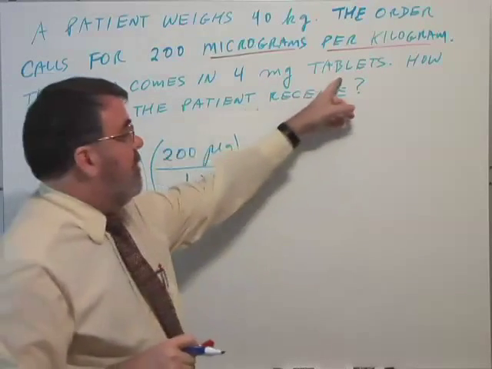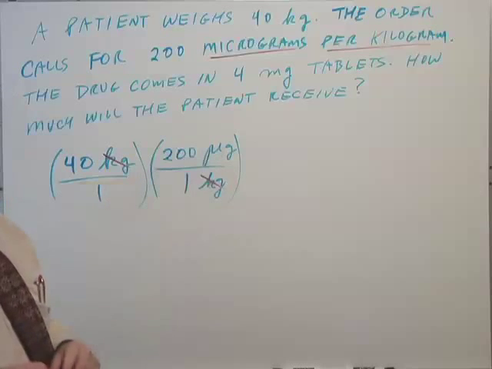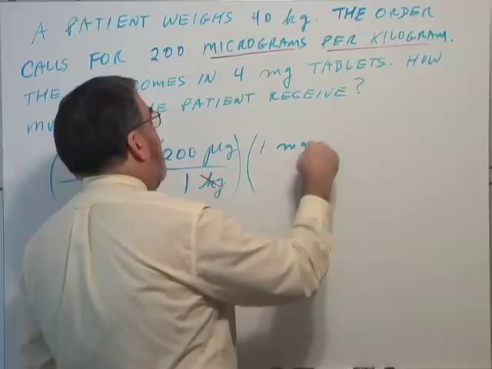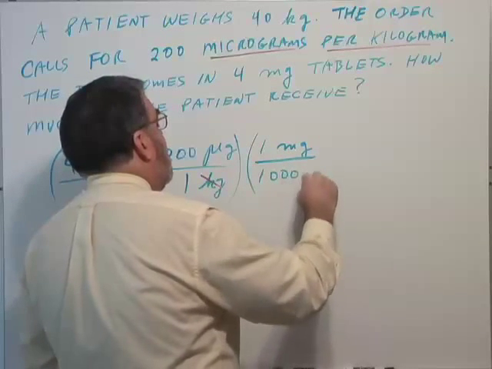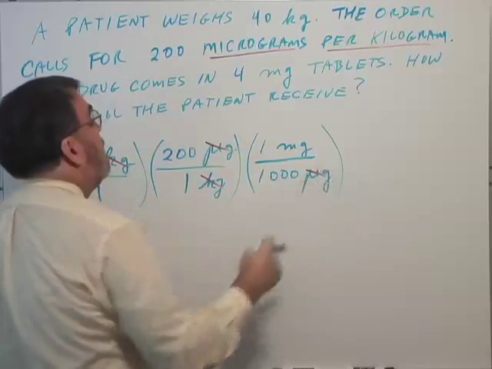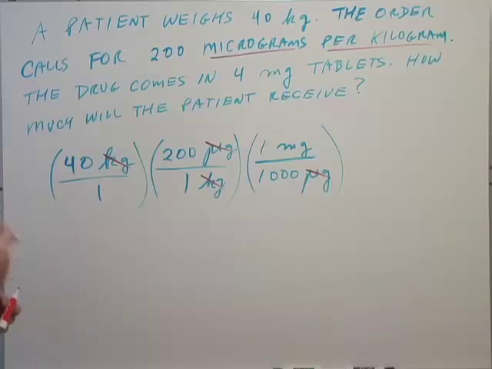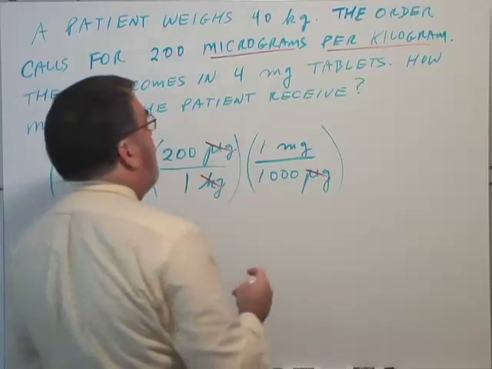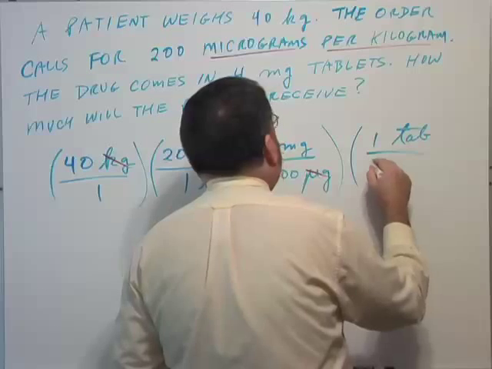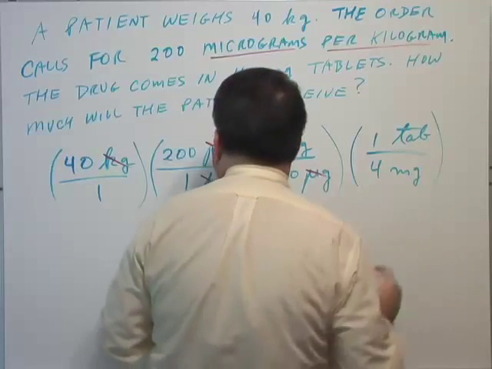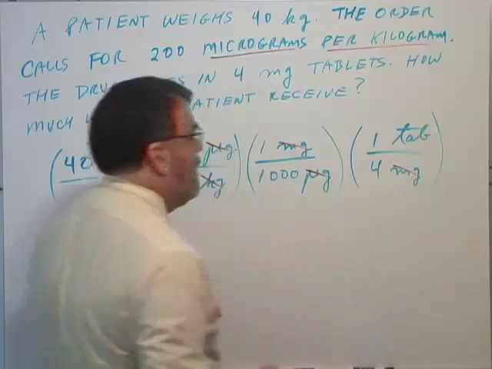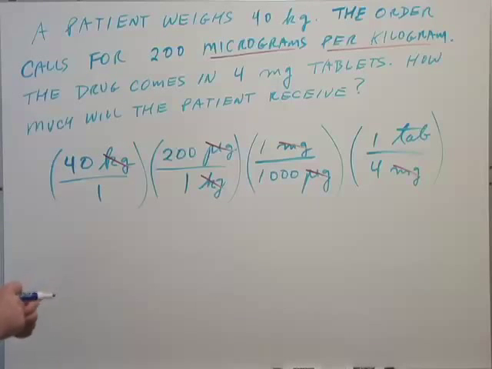The concentration is 1 tablet is 4 milligrams, so we need to convert to milligrams. So we have 1 milligram is 1,000 micrograms. So that cancels off micrograms. And now we can bring in the drug concentration. 1 tablet is 4 milligrams, so I need to cancel milligrams. 1 tablet over 4 milligrams. There we go. So notice how all the units cancel off nicely, and we're left with tablets as a numerator.